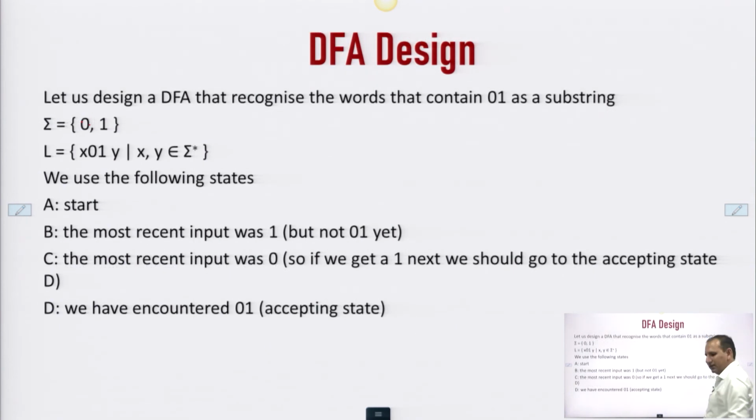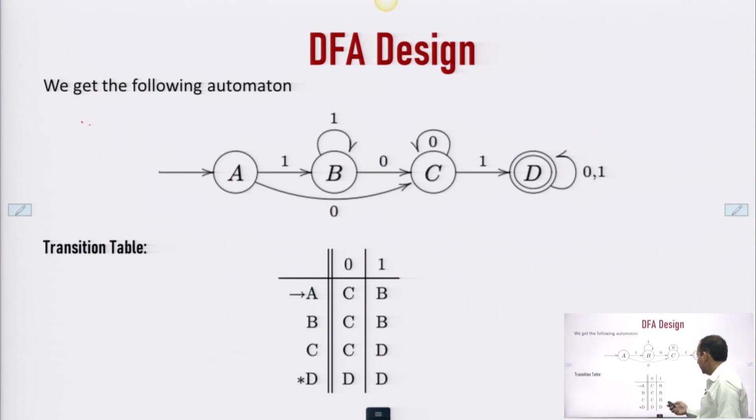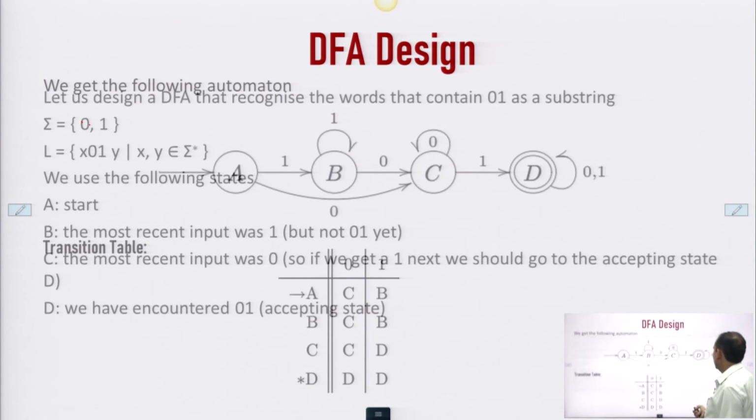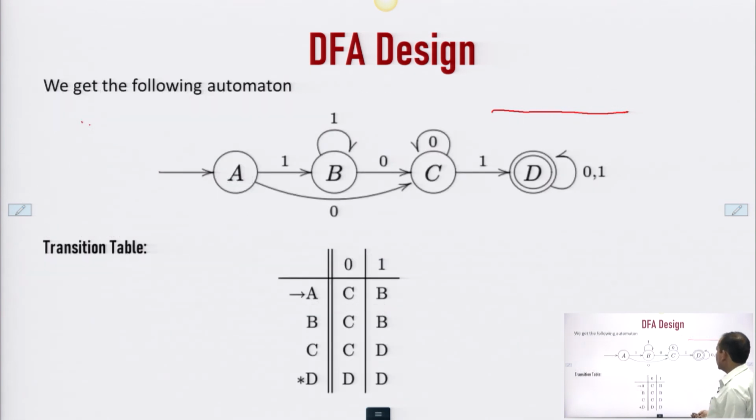Now there is another example of DFA design. The example says: let us design a DFA that recognizes the words that contain 0 1 as a substring. So this is the question given to us. Now I will quickly go through this DFA design. The question is: words that contain 0 1 as a substring.